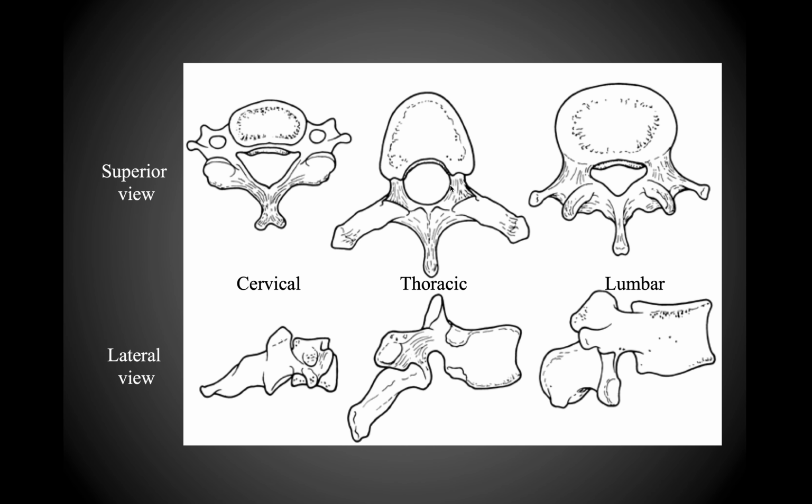So looking at the unique features of the cervical, thoracic, and lumbar vertebrae, we can see obviously the cervical vertebrae are quite unique. The C1 and C2 are going to be even unique from the other cervical vertebrae, but the rest of them, C3 through C7, are going to have transverse foramina, which are the only vertebrae that have that. You can see this relatively small vertebral body, and then a bifid spinous process for a number of them.